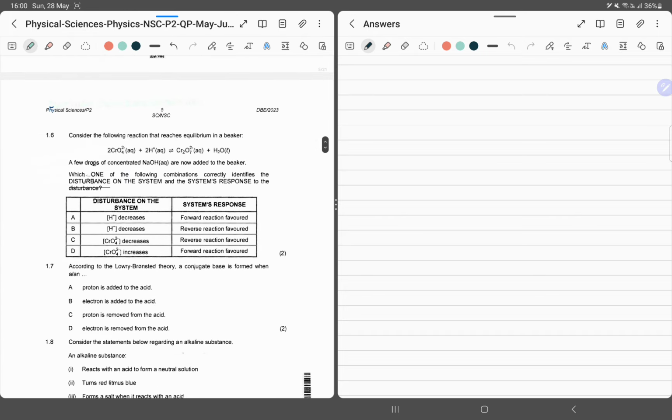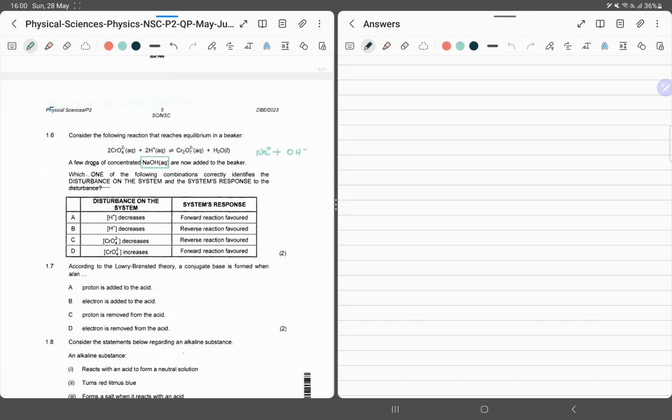1.6 says, consider the following reaction that reaches equilibrium in a beaker. We've got this chromate ion going to a dichromate ion. Then of course it's acidified and it forms water on the other end. Now I told you a few drops of concentrated sodium hydroxide, a strong base, are added to the beaker. We know that a strong base dissociates completely to its ions, so that is what is going to happen. Sorry, I'm making a mistake. There's no hydrogen, but there are going to be sodium plus ions.